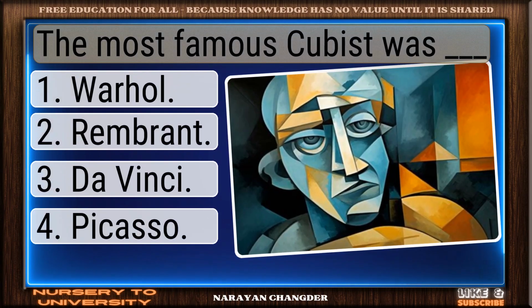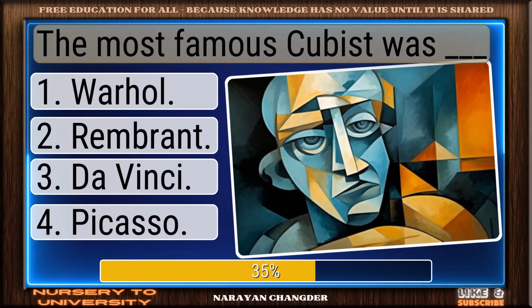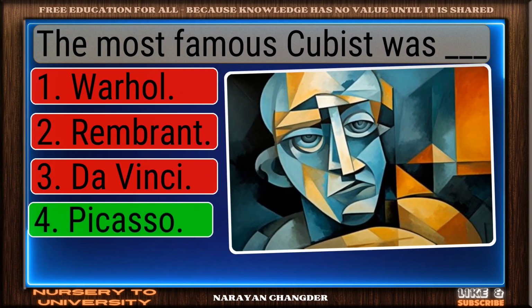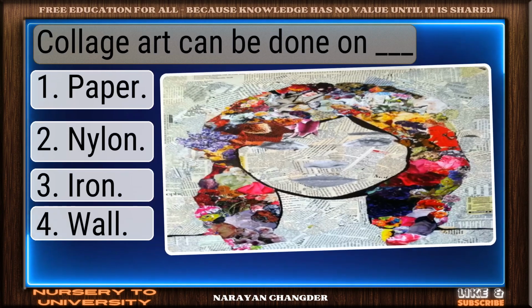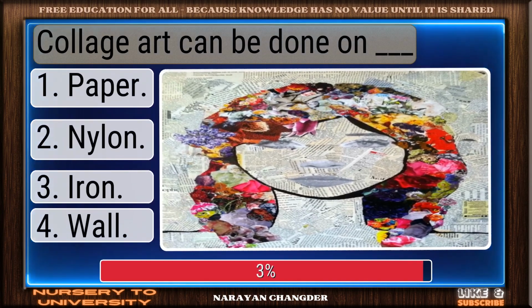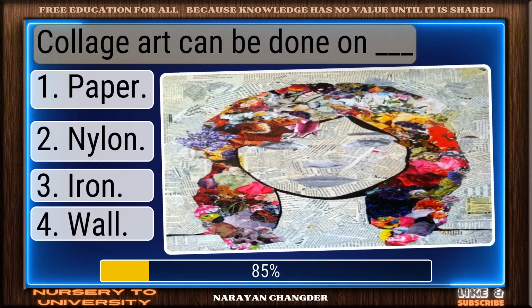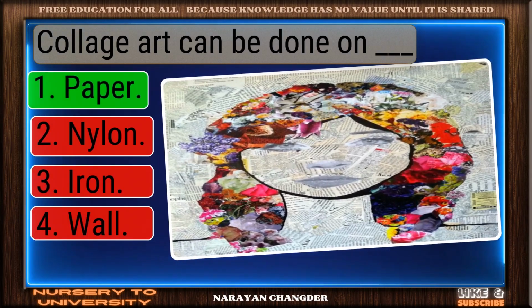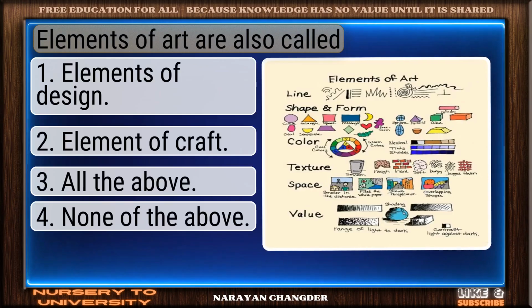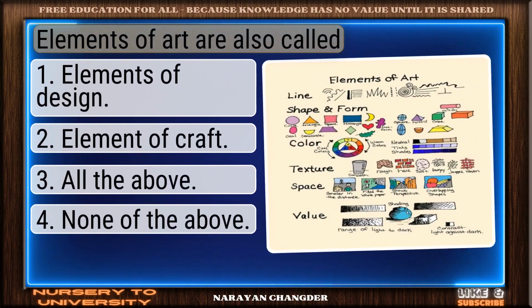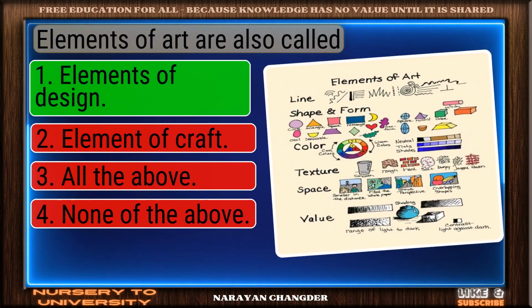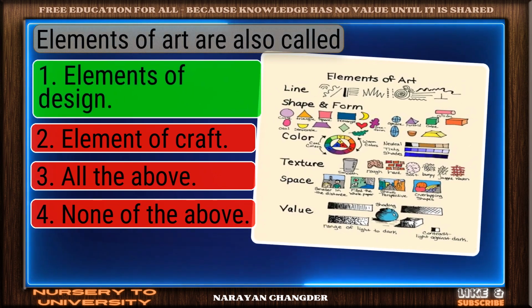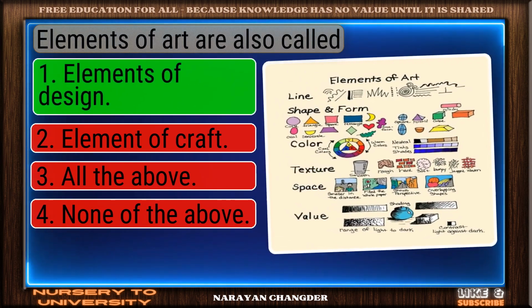The most famous cubist was dash. Excellent choice. Picasso is the right answer. Collage art can be done on dash. Correct. Paper is the right answer. Elements of art are also called. Well picked. Elements of design is the correct answer.